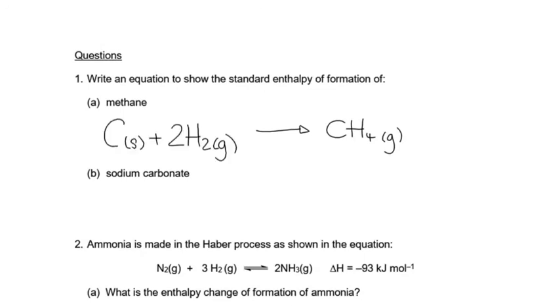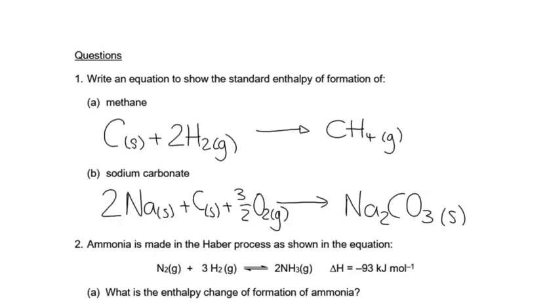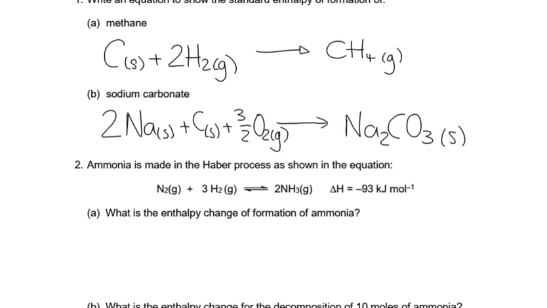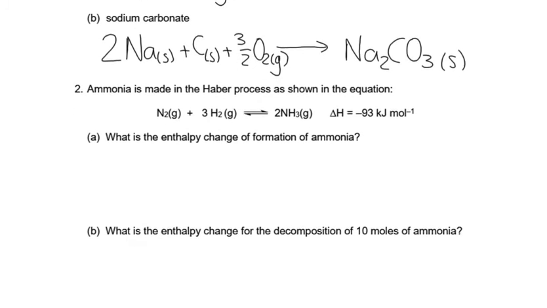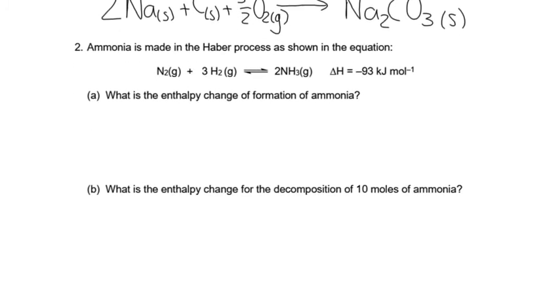On the next one, you have to remember the formula of sodium carbonate. At room temperature it is a solid. So make that from its elements. So there you go. You might have written 1.5 O2s. That is absolutely fine. And then we've got a slightly harder question here.